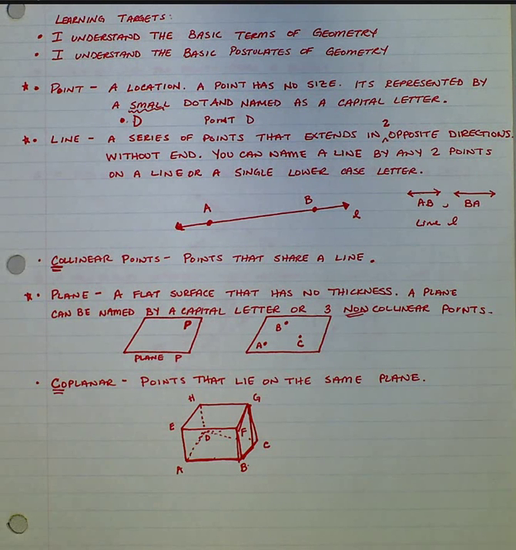Coplanar. Okay, again, together. Coplanar, together on a plane. Coplanar points are points that lie together on a plane. Or lines can be coplanar as well. Okay, things that lie on the same plane.